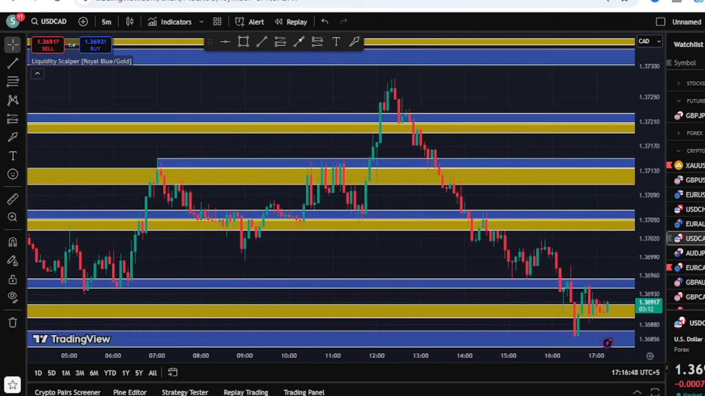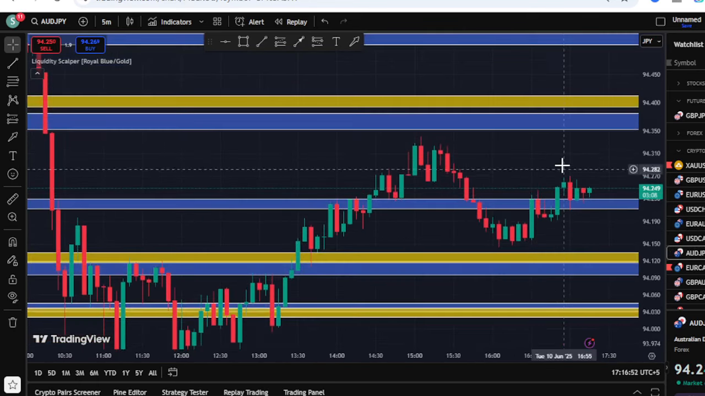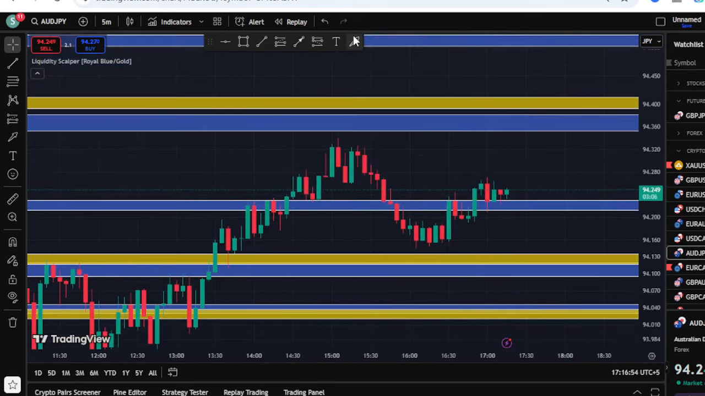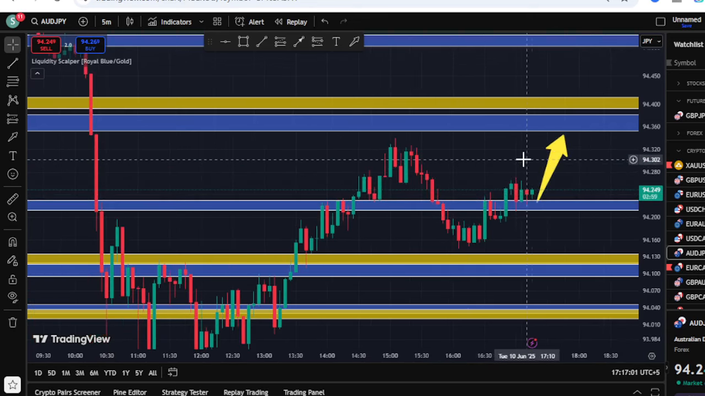Yes, some retests will fail, but if you are a good trader, you can definitely handle this indicator very well. You can see break, retested, time to go up. And I have seen with this indicator that it works from level to level, mostly level to level.